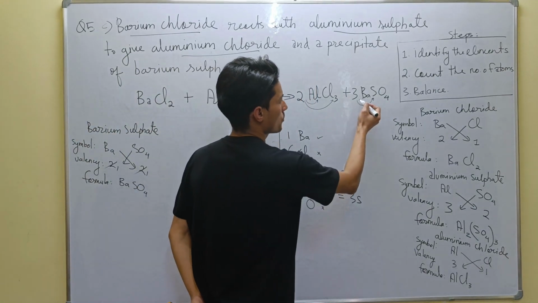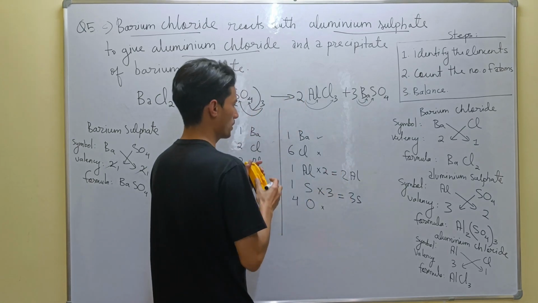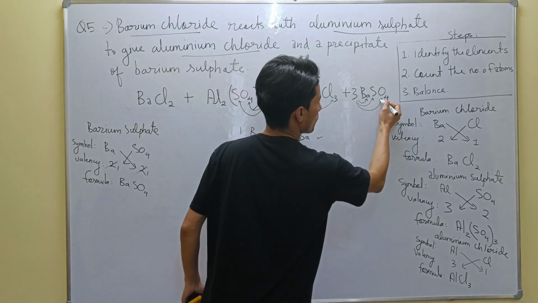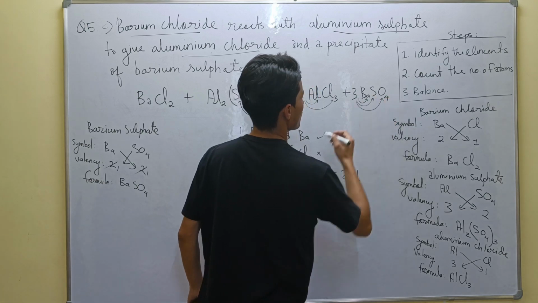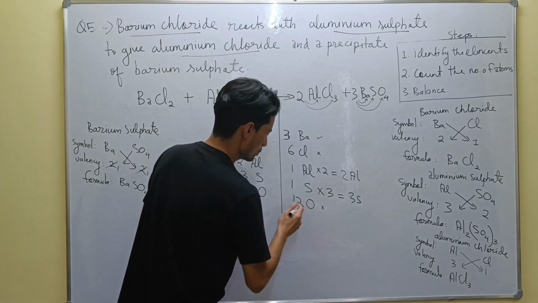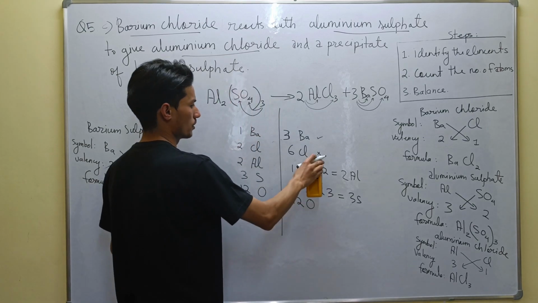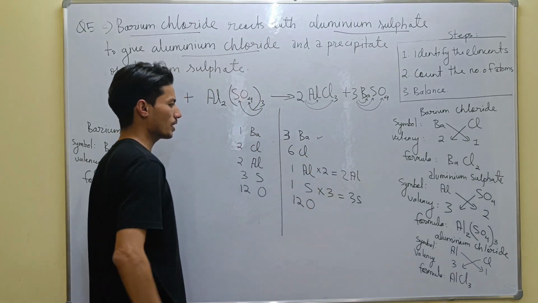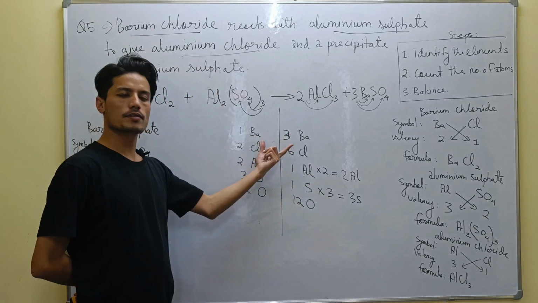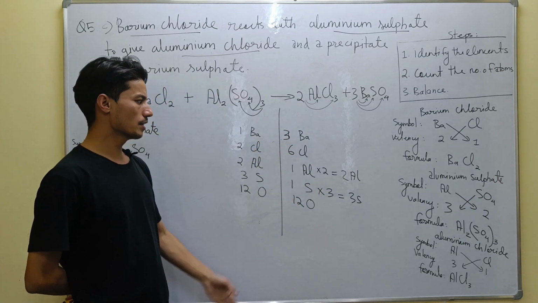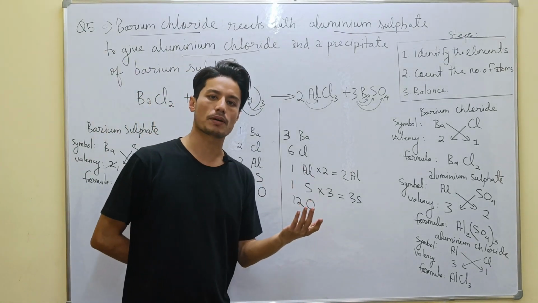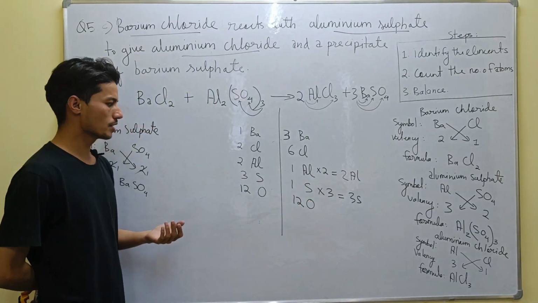But remember, this 3 will also affect barium. So barium number now becomes 3 barium. Then this 3 will also affect oxygen. So this becomes 3 fours are 12. So 12 oxygen. The number of oxygen has shot up to 12 oxygen. So barium, which was earlier balanced, has now become unbalanced. This happens. Previously balanced atoms can also become unbalanced in the course of balancing chemical equations.